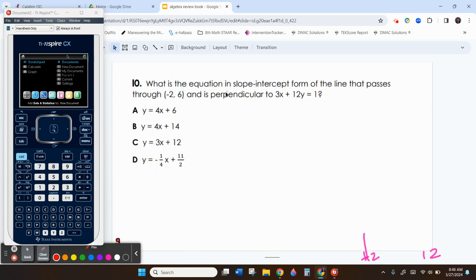Problem 10. What is the equation in slope-intercept form of a line that passes through this and is perpendicular to this? So in order to be perpendicular, make sure you find a negative reciprocal. Right now our slope is negative 1 over 4. So the negative reciprocal would be a positive 4. Looking at my answer choices, I can cross out those two. A and B are good. You want to make sure that it goes through this point, and because I've run out of time to explain this, our answer is B.